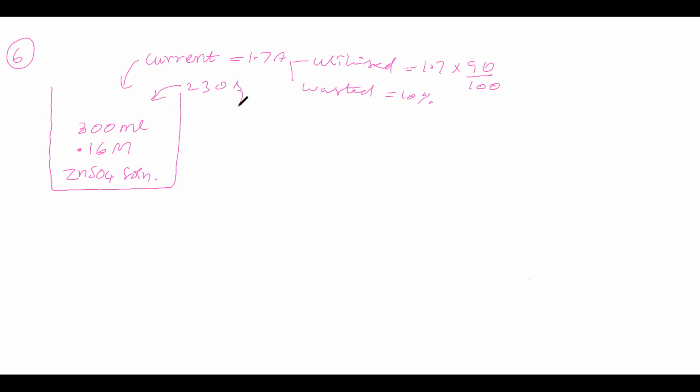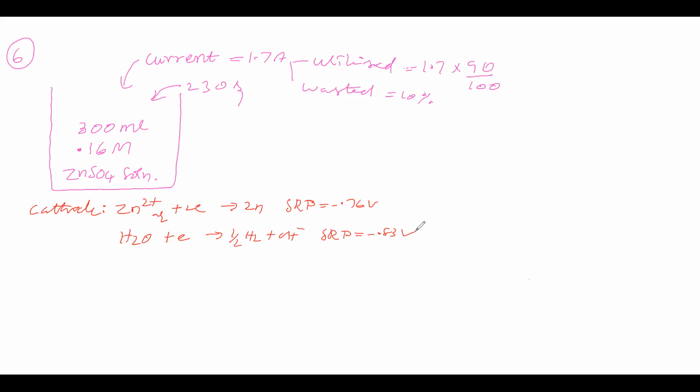Okay. Now we will see the cathodic reaction and anodic reaction in this electrolysis. At cathode, reduction is possible. One possibility is Zn2+ undergoes reduction, with SRP equal to minus 0.76 volt. Another possibility is water undergoes reduction, giving hydrogen gas and OH minus, with SRP equal to minus 0.83 volt. Which is the preferential reduction at cathode? Preferential reduction is zinc, not water.